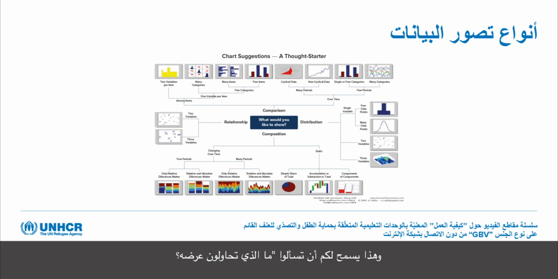And so this allows you to ask, what are you trying to show? Are you comparing? Are you doing a composition of a whole, a relationship, or a distribution? And then based upon that, do you have a whole bunch of data? Is it just a few categories? Which of these graphs is going to be the most effective way to share your information? This can be a good tool to help you figure out which graph is going to be your best.